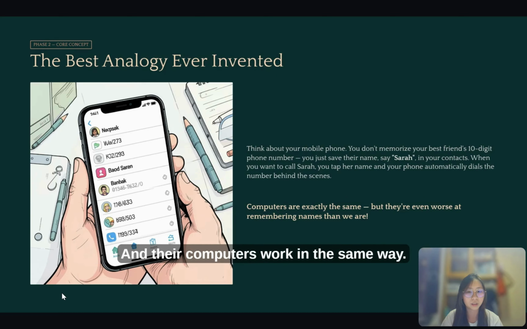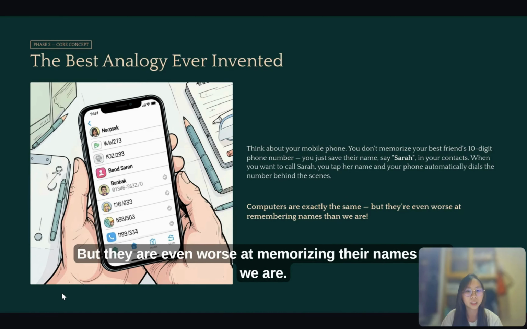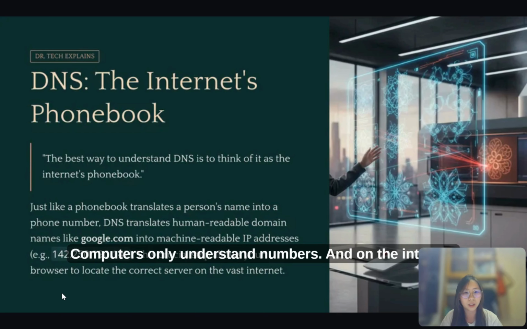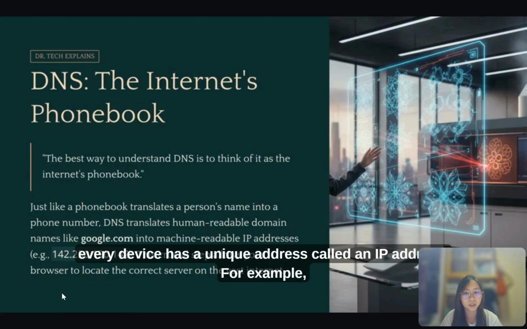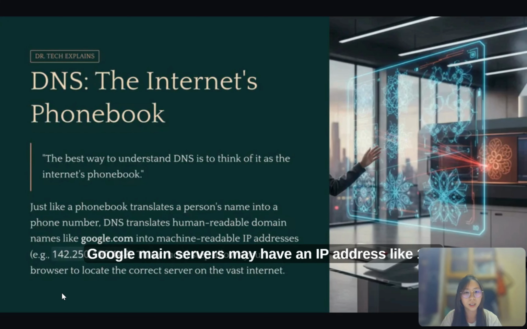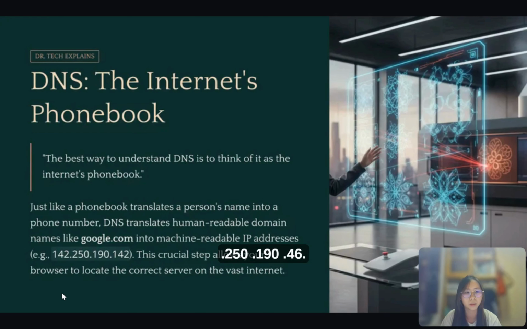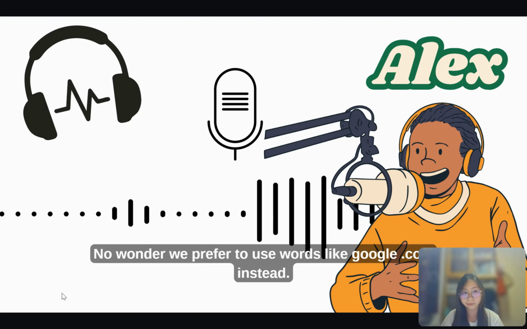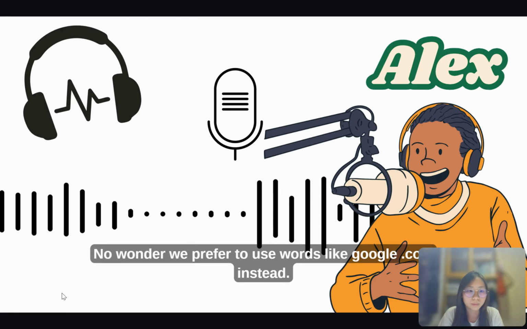Computers work in the same way, but they are even worse at memorizing names than we are. Computers only understand numbers, and on the internet, every device has a unique address called an IP address. For example, Google's main server may have an IP address like 142.250.190.46. That looks like a nightmare to type. No wonder we prefer to use words like google.com instead.